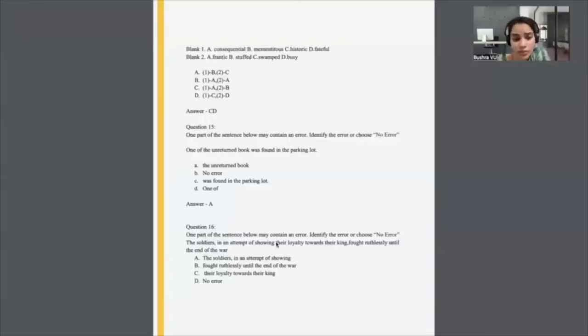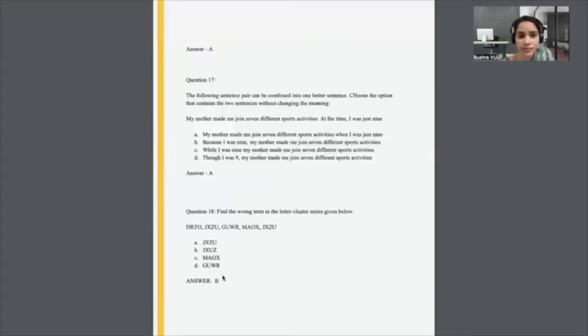One part of the sentence below, same again. The soldiers, in an attempt of showing their loyalty towards their king, fought ruthlessly until the end of the war. There's no error with this one. It says soldiers, in an attempt of showing. Oh, no, the correct answer should be D. The soldiers, in an attempt of showing their loyalty towards, in an attempt of showing. Attempt of showing. See, the correct answer should be no error. I don't think there's an error with this one.